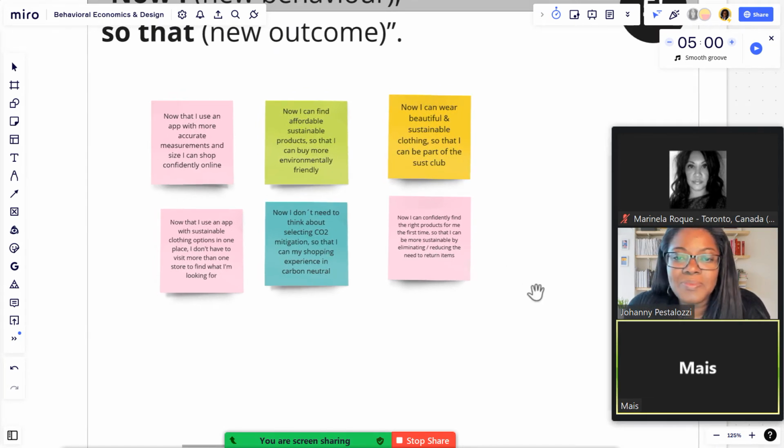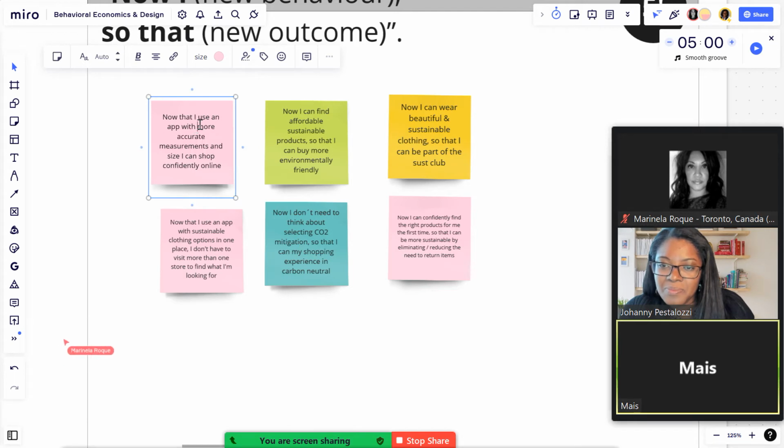I wrote that with this app, I can find more accurate measurements for my size, so I don't have to take back what I bought if I have the right sizes. The second one is if I find a place that has sustainable clothing, I don't have to go to multiple places to find it, so I can just go to that one stop shop. Perfect.